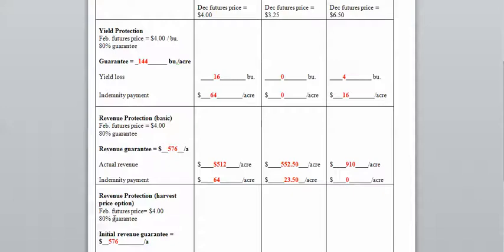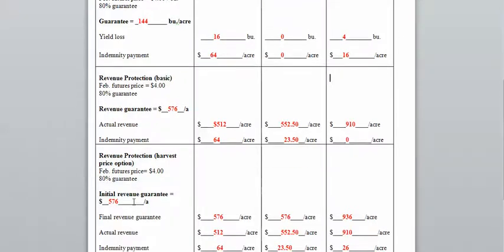Let's go to our third insurance product here, revenue protection with harvest price option. With harvest price option insurance, what you are allowed to do is to use the higher of the December corn futures price either in February or November. So you'll see that in these scenarios we're actually going to have a revenue guarantee that increases by the end of the year.